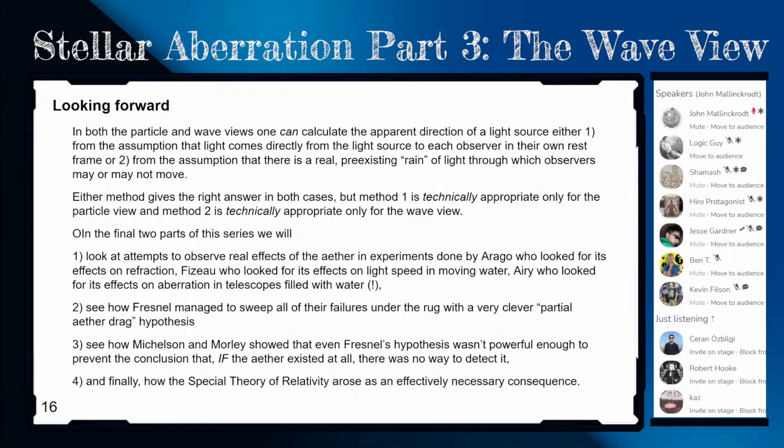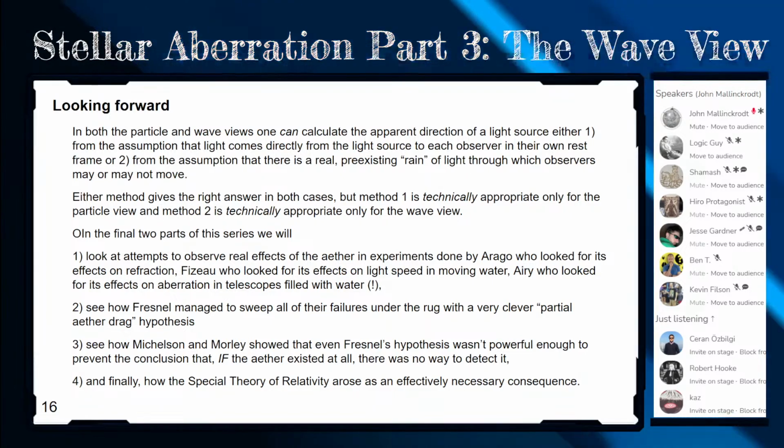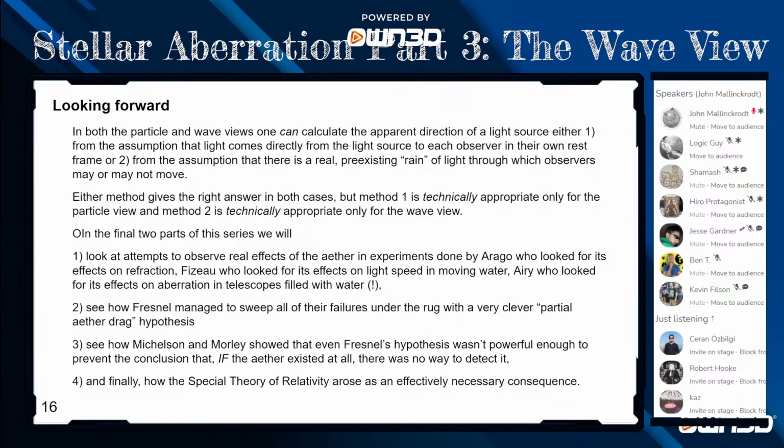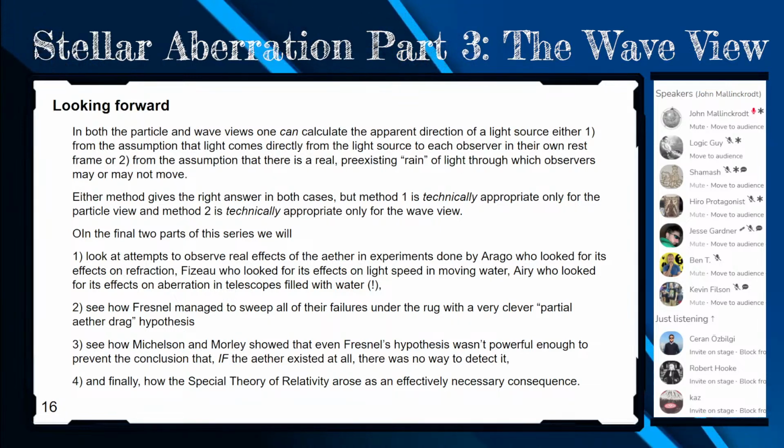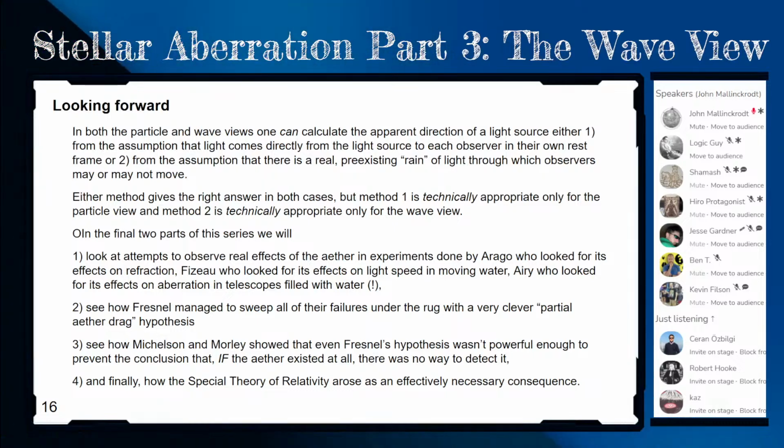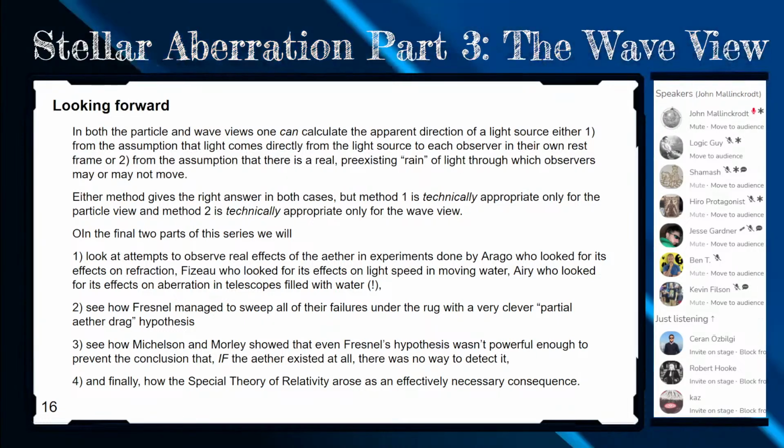And accept the fact shown by Michelson and Morley that the speed of light is just the same for all observers, regardless of how fast they're moving. It doesn't change. And then we'll see how the special theory of relativity arose as an effectively necessary consequence of the fact that there was no way to observe the ether. And then we'll be done.